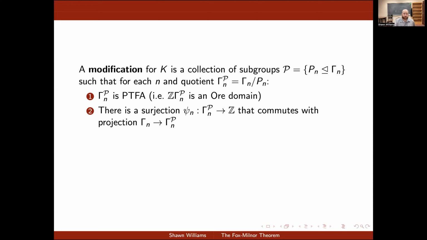So what point 2 actually gives us is that when n is 0, Gamma naught and Gamma naught P actually align. They are the exact same group. So even though we're doing these modifications, if I take the 0th module, so when n is 0, I'm going to get the classical Alexander module back. So that's what the second point is giving us.